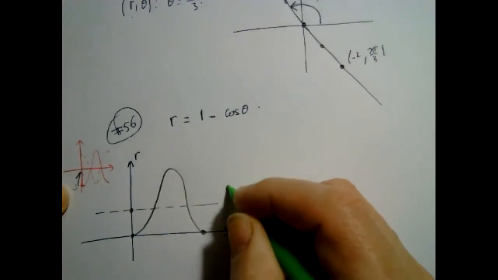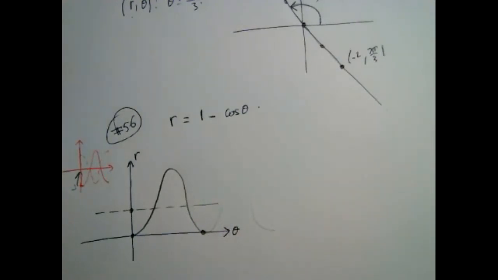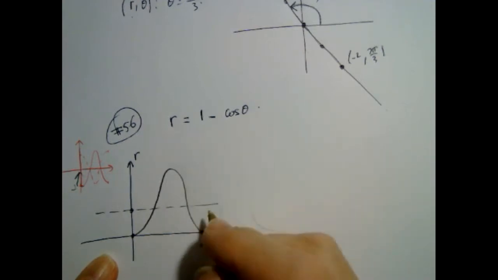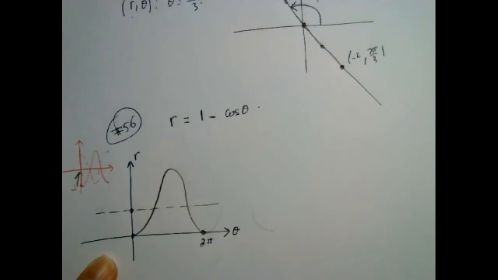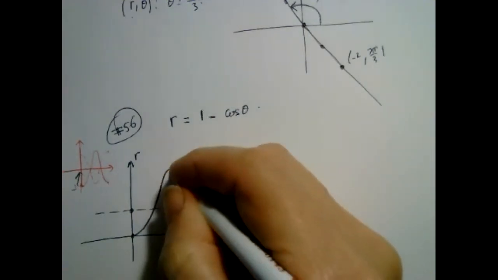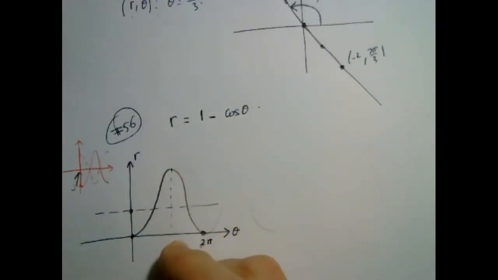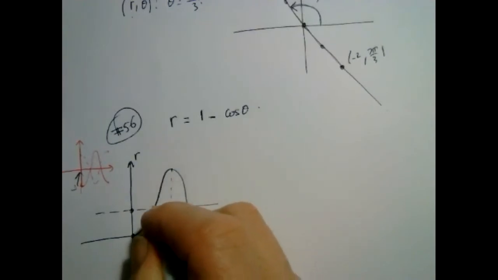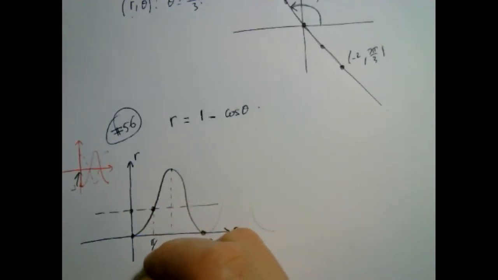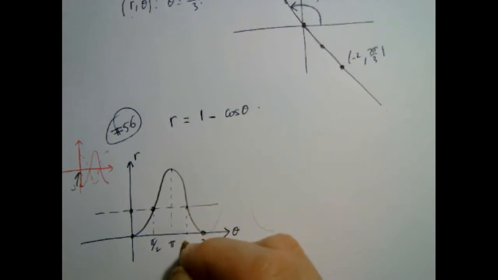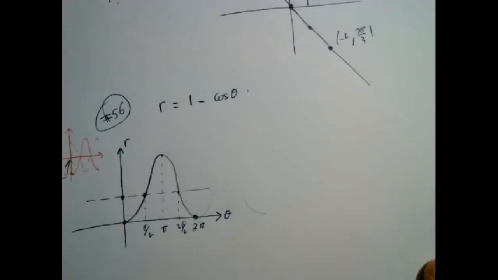And then it repeats itself. So we pick up some values. That's the 2 pi here, right there. And then it peaks. That's the pi. This is the pi over 2. And finally, the 3 pi over 2. So that's the value of R as a function of theta.